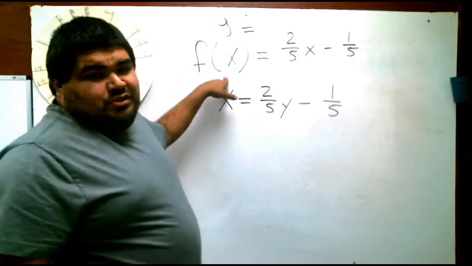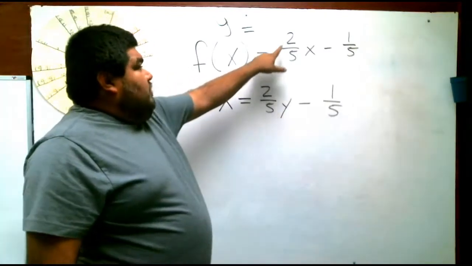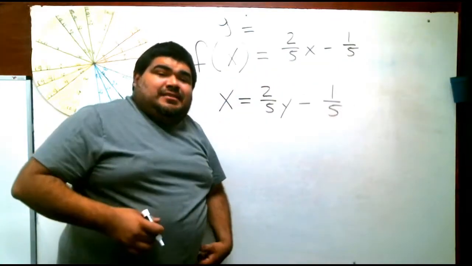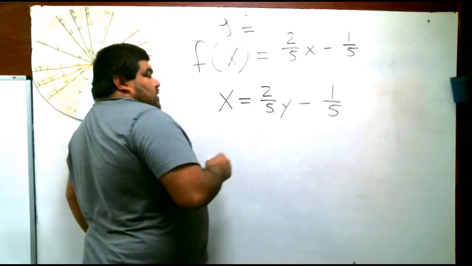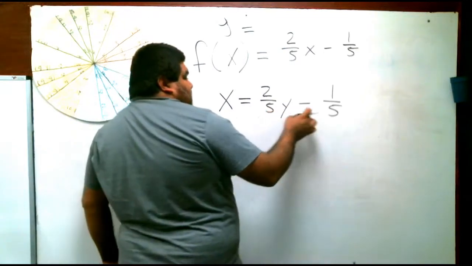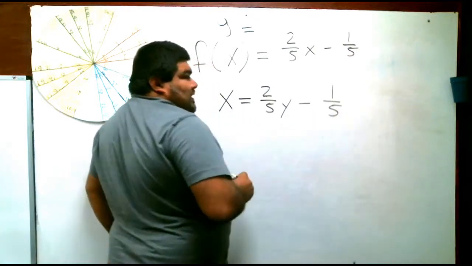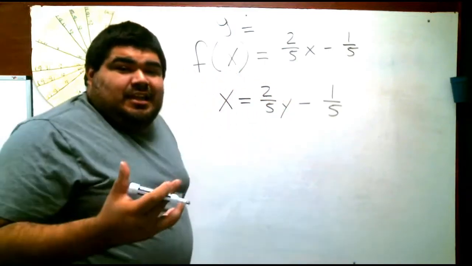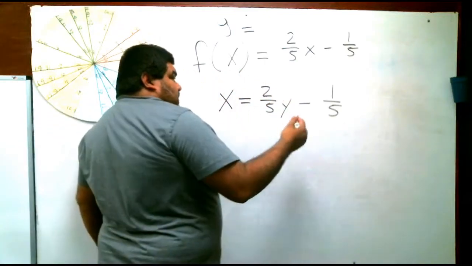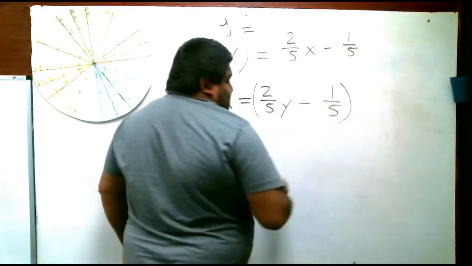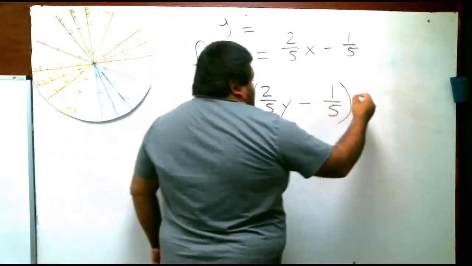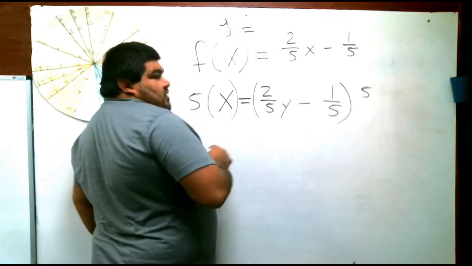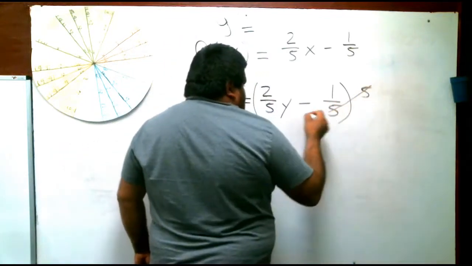We have our original equation, f of x equals 2/5 x minus 1/5. That's one equation, so we're going to find the inverse of that. Notice how 5 is being divided on one side. If you want to move it to the other side, the opposite of division is multiplication, right? So whatever you do to one side, you have to do to the other. We're going to multiply by 5 over here. The 5 cancels out the 5's on the bottom.